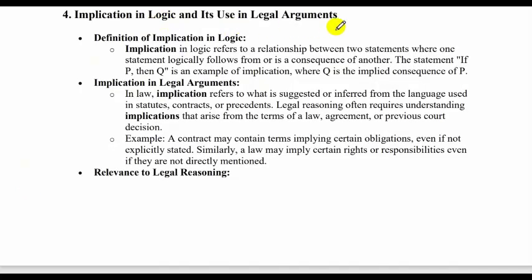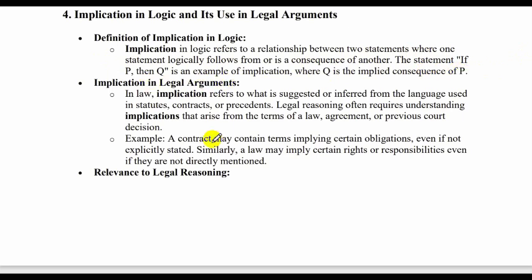Implication in logic and its use in legal arguments. Let's look at the definition of implication in logic. Implication in logic refers to a relation between two statements where one statement logically follows from or is a consequence of the other. The statement, if P then Q, is an example of implication where Q is implied as a consequence of P.